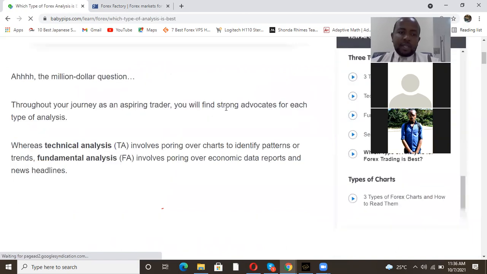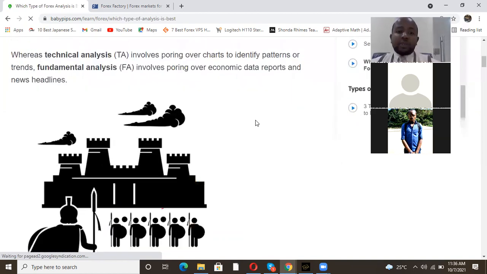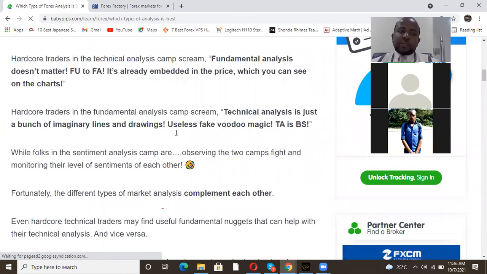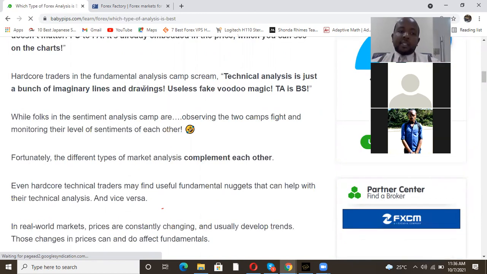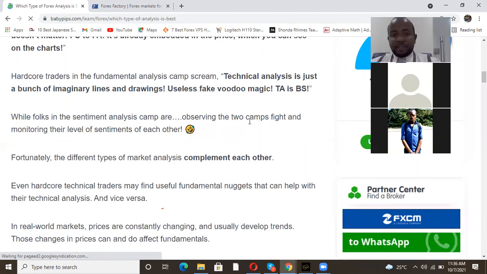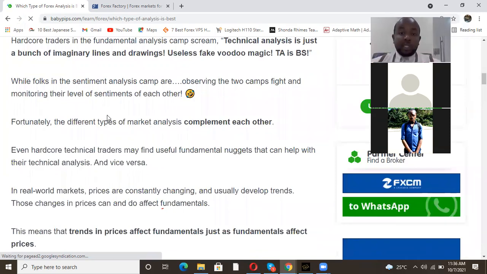Technical analysis, we said, involves querying data and patterns. Fundamental analysis involves querying economic data reports and news headlines. Hardcore traders in the technical analysis camp will say fundamental analysis doesn't matter. It's already embedded in the price, which you can see. While hardcore traders in the fundamental analysis camp will scream that technical analysis is just a bunch of imaginary lines and drawings, useless fake voodoo magic. Those of us in sentiment will be watching them fight, the technical versus the fundamental. They are observing the two camps fight and monitoring their level of sentiment. Where is there more heat?